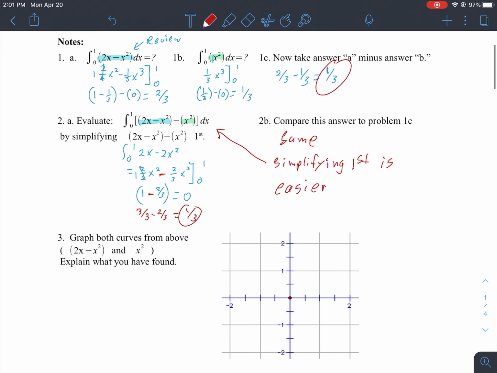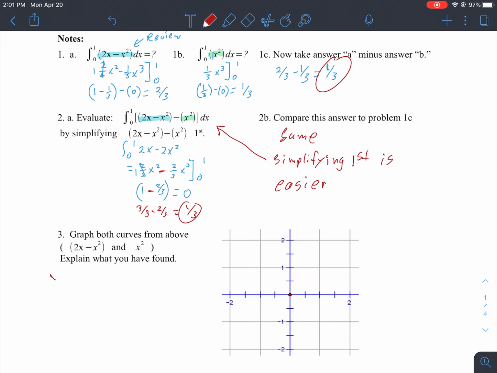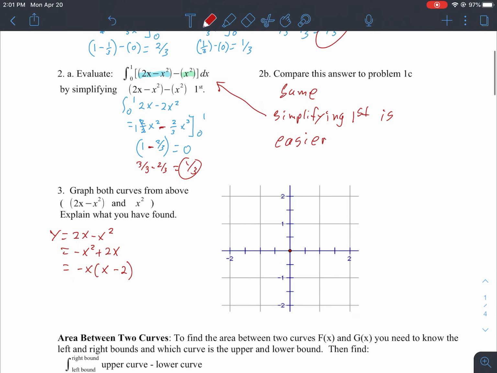Okay, so if we graph both curves, 2x minus x squared. So y equals 2x minus x squared. That's the same as negative x squared plus 2x. So I know it's a parabola that's upside down. Now, if I factor out a negative x, I'll be left with x minus 2. If it's in factored form, I can get the x-intercepts by figuring out what makes it 0. So 0 and 2. That's a way of finding the x-intercepts by factoring.